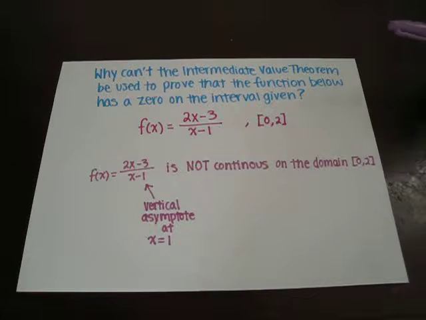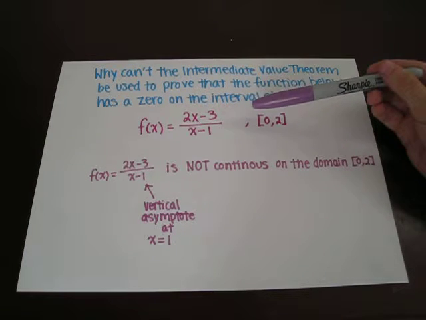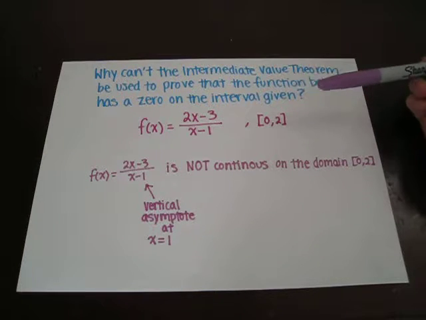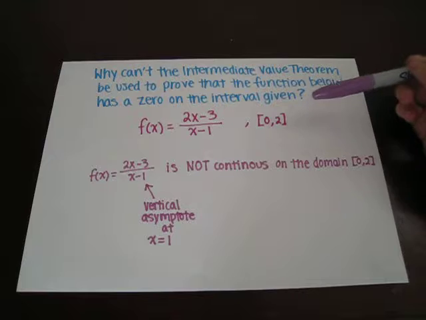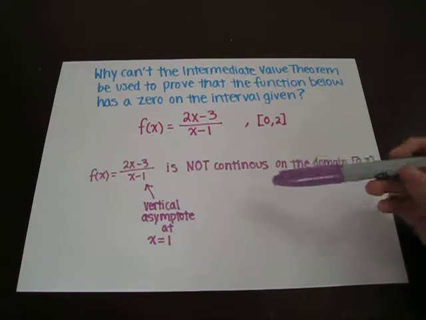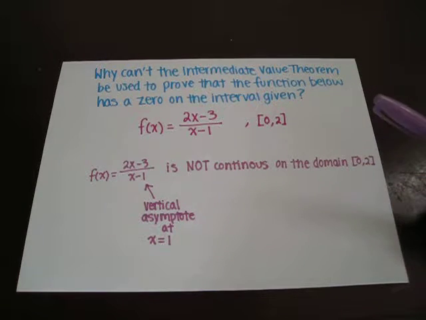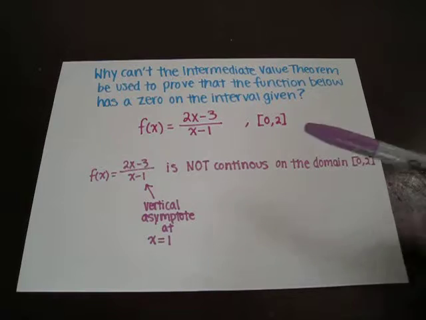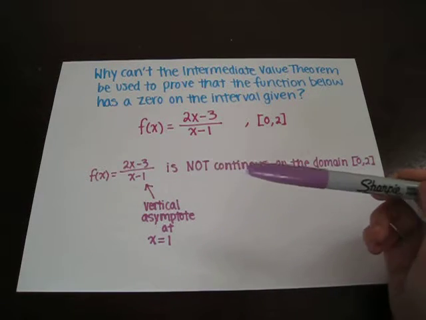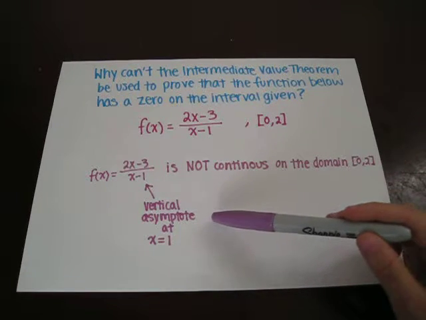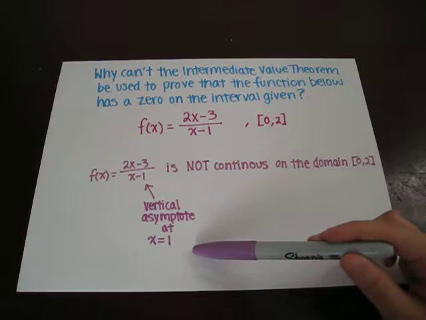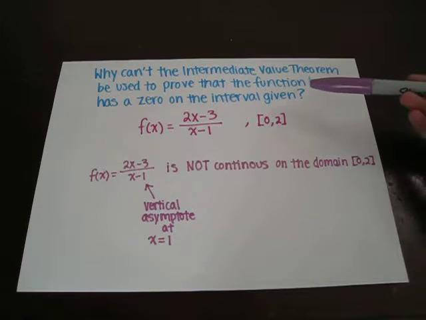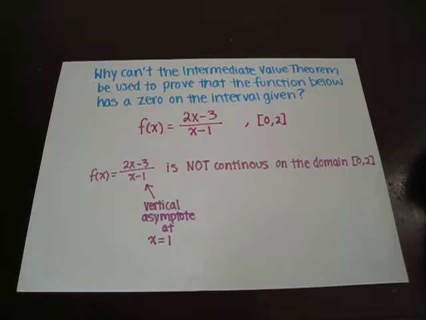And here's an example where the theorem can't be used. So f of x equals 2x minus 3 over x minus 1 on the interval from 0 to 2. And the theorem can't be used because f of x is not continuous on the domain, because the x minus 1 in the denominator would tell you that there's a vertical asymptote at x equals 1. So that means it wouldn't be continuous. And that's the intermediate value theorem.